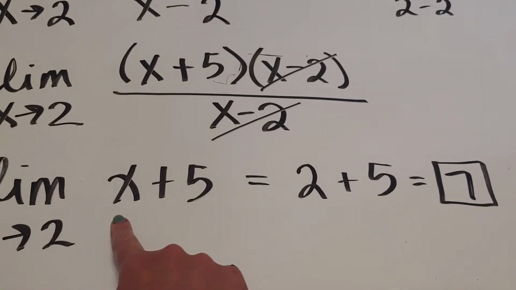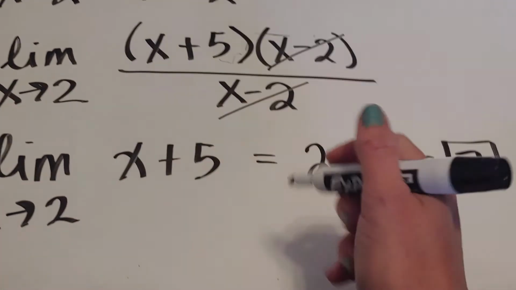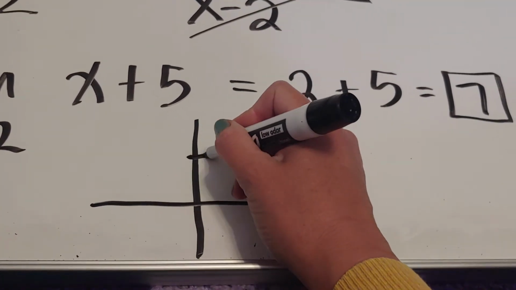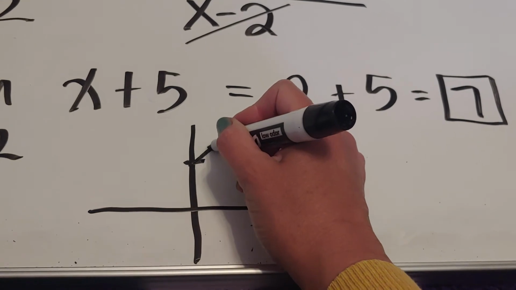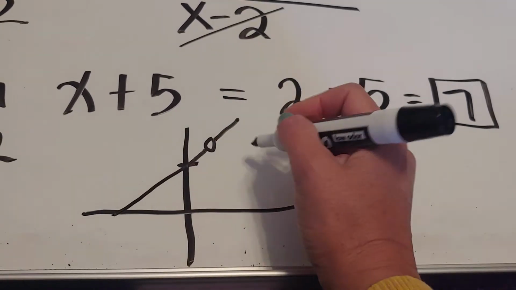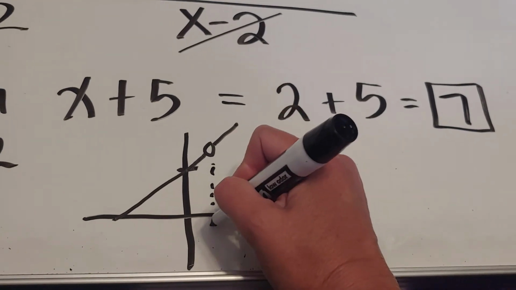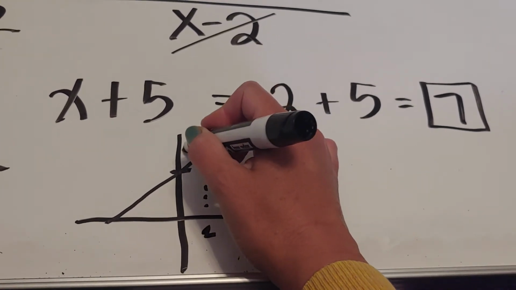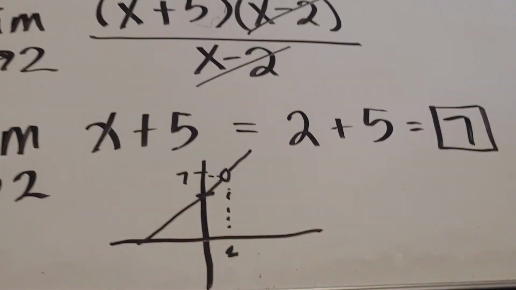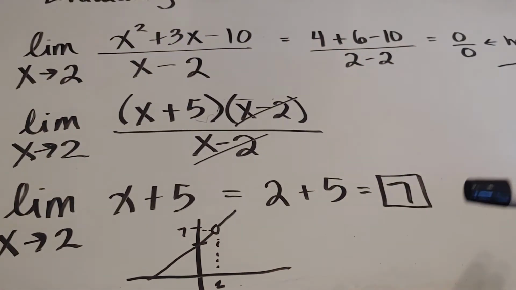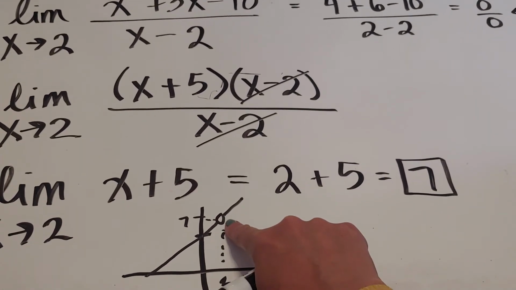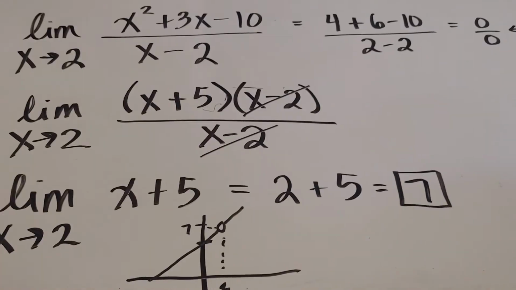So what's going on is that if we graph the original function, what it looks like is a line, and then it has a hole at x is 2, and it has a y value of 7. Okay, we don't need to graph it. That's what all of this algebra was for. But if we did graph it, we would get the same answer, which is a y value of 7.